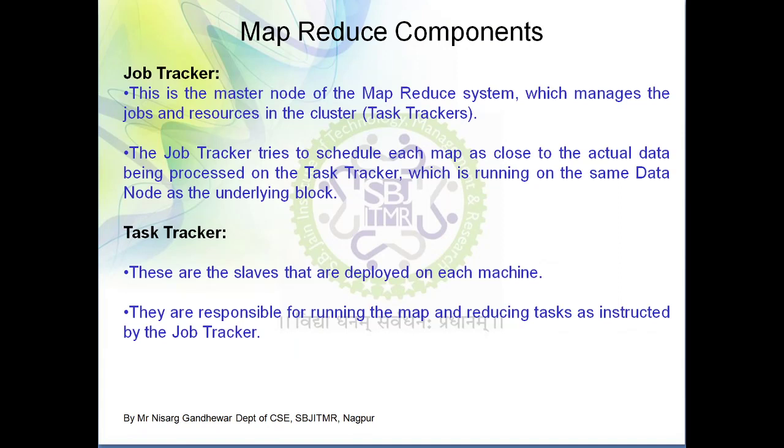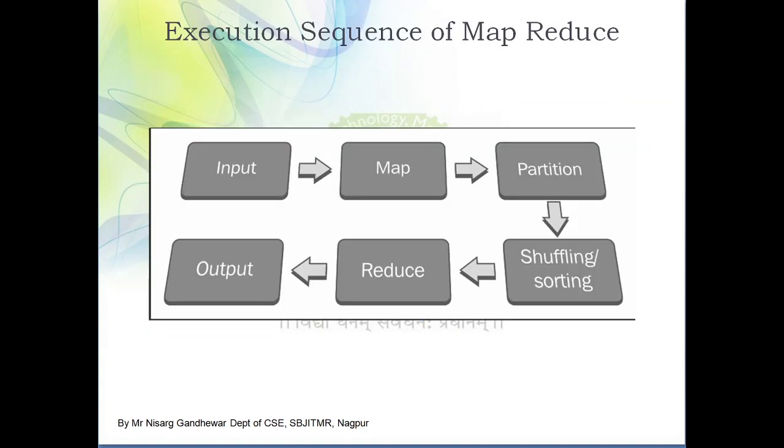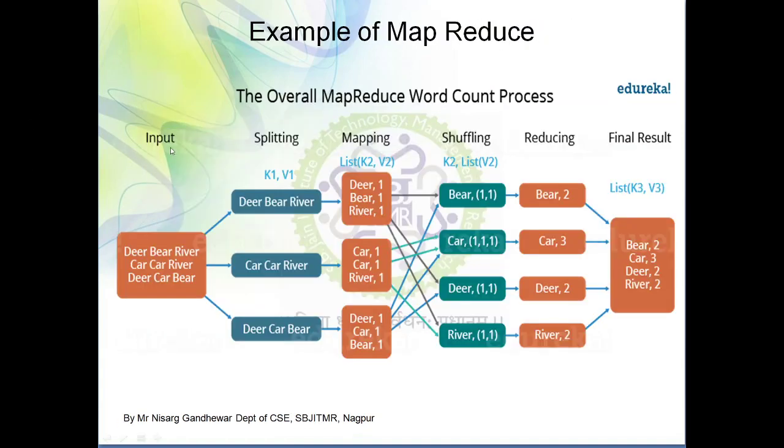The job tracker is present at the master node, which assigns tasks to the slave nodes by means of the task tracker. The task tracker is the actual worker, present at the slave node. Then we saw the execution sequence, which is simple: input, perform the split operation or partition, assign it to map, then shuffle and arrange the data in a specific order, in this case ascending order. Here you can see beer, car, deer, river. Then apply the reduce function, and finally you get the output.